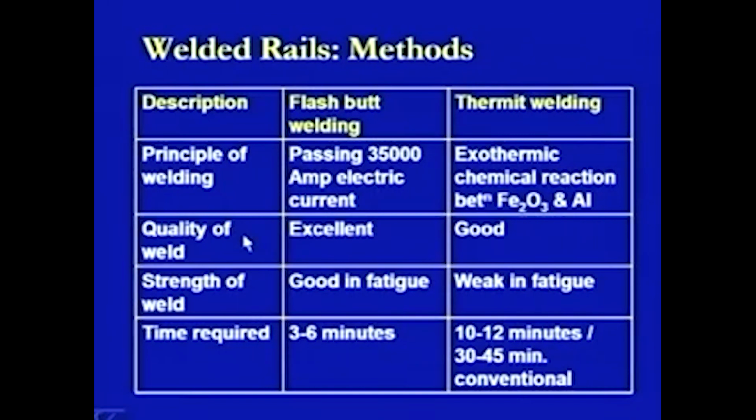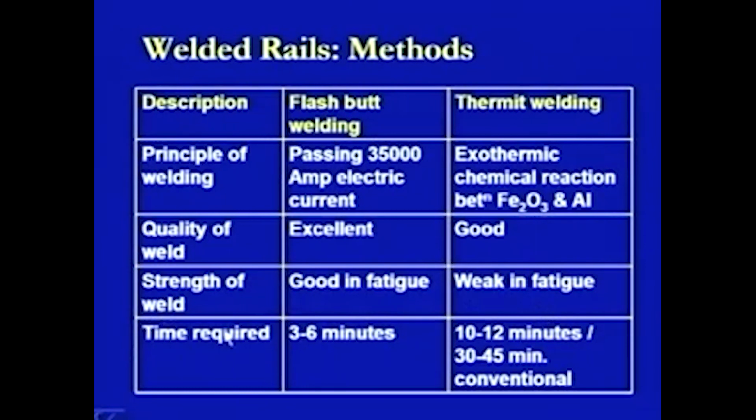Now, as far as the quality of weld is concerned, the quality of weld is quite good in both the cases, and of course, it is a little better in the case of flush butt welding as compared to thermite welding. Then if we look at the strength of the weld, it is to be considered in terms of the repeated loads coming from the top at that section and the behavior of that joint where the welding is done. This is what is termed as fatigue, and it is observed that the flush butt welding locations are good in fatigue, whereas the thermite welding is weak in fatigue.